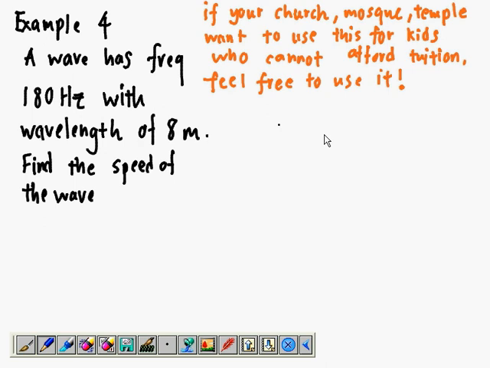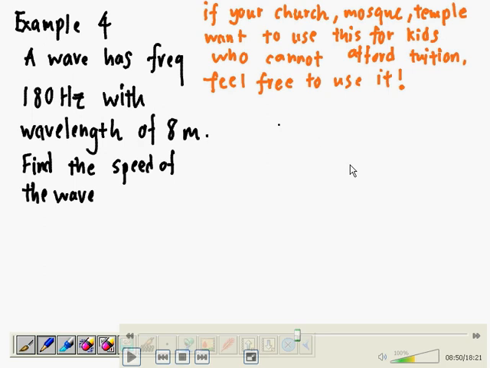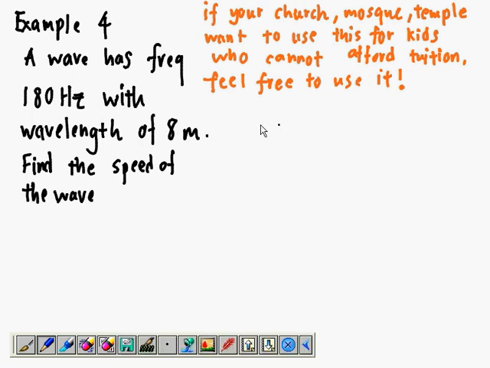Okay, now enough of talking. Let's go to example 4. A wave has frequency of 180 Hz with wavelength of 8 meter. Find the speed of the wave.